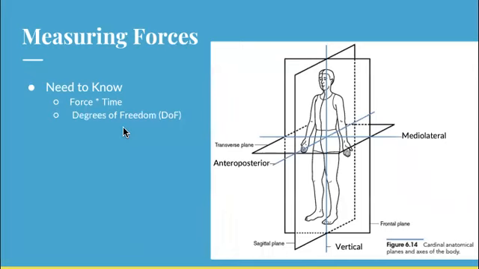So the next thing that you should know is degrees of freedom. This refers to the number of unique components in a system. In the context of force measurement, this refers to the number of directions that force is measured at one time. In the example of counter movement jump, only the vertical force is shown. So this is a one-dimensional force plotted against one-dimensional time.